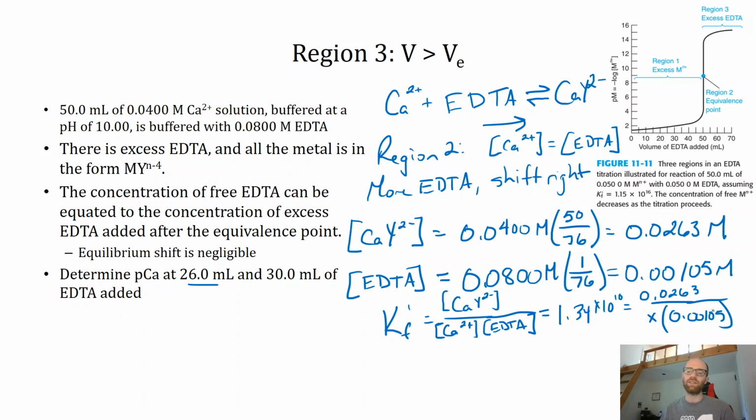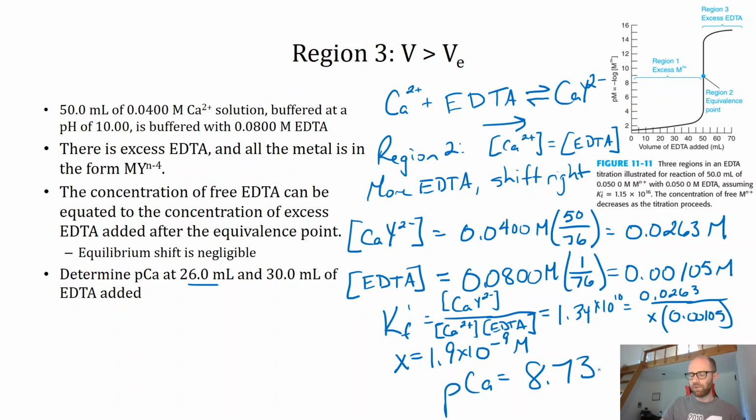The hardest part of the algebra, and it's just algebra because there's no squared x, is remembering that there's probably a reciprocal step at some point. You've got to do one flip somewhere, but going through and solving that, we're going to get an x value of 1.9 times 10 to the negative 9th molar, and that'll give you a pCa of 8.73.